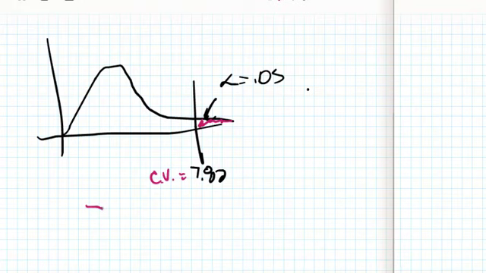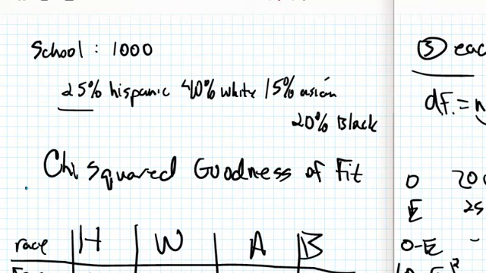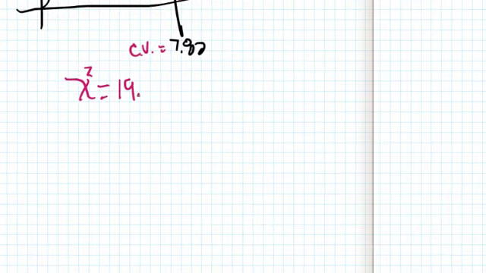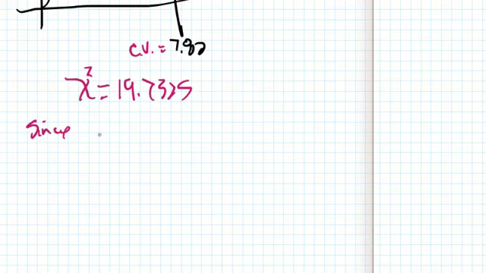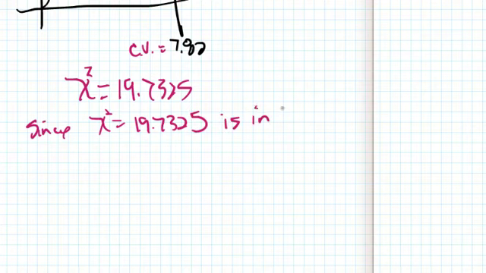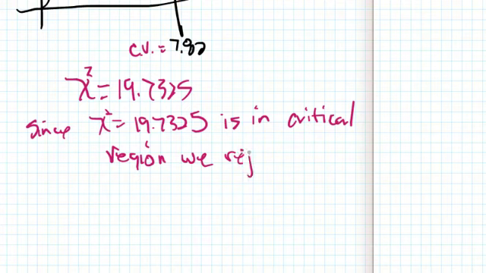Well, in our case, my chi-squared was equal to 19.7325. Now we know that since chi-squared equals 19.7325 is in the critical region, we reject the null hypothesis.